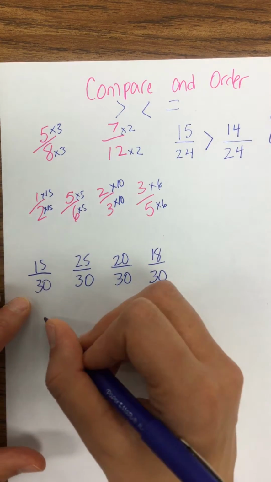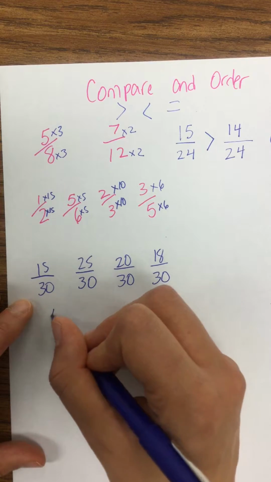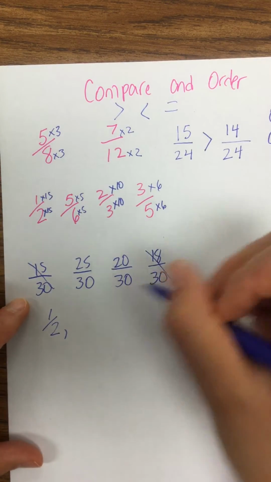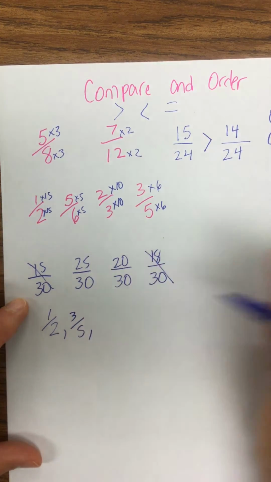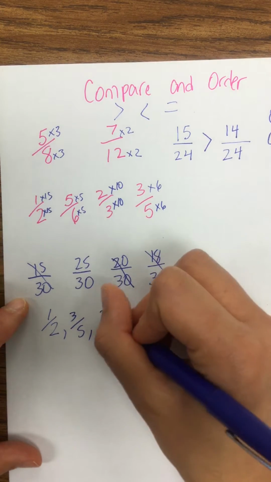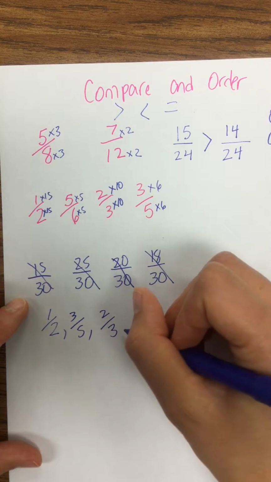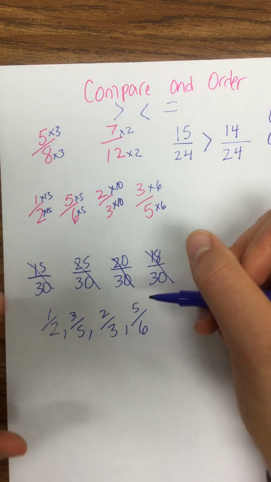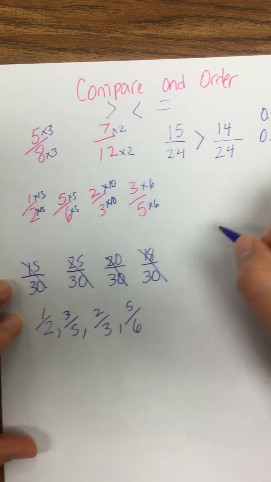I know that 15/30 is the smallest, so I'm going to put 1/2 as my first number. I know that 18/30 is next, so 3/5. 20/30, 2/3, and then 25/30, 5/6. You can also do the decimal method like we did up here.